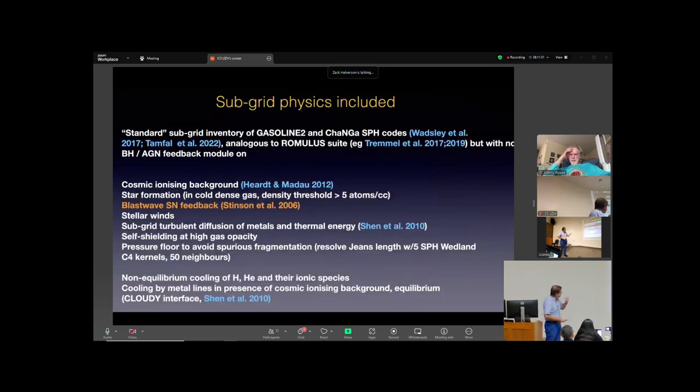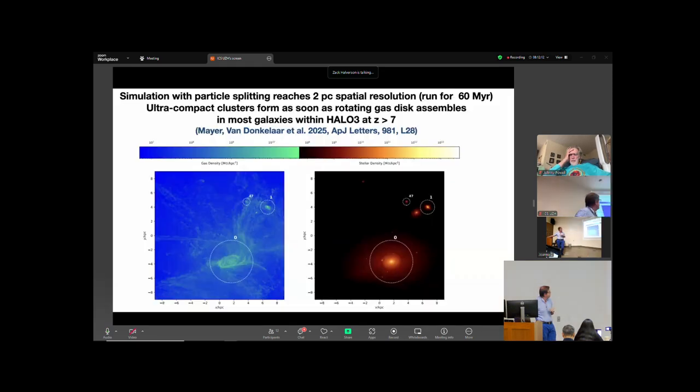The inventory of subgrid physics that we use is pretty standard for the code that we employed, which is Gasoline 2. It's very similar to what is used in the Romulus suite of simulations, except that we don't have black holes and we don't have AGN feedback. So we have star formation, we have supernovae feedback, we have stellar winds, and many other subgrid processes, but no black holes and no AGN feedback.